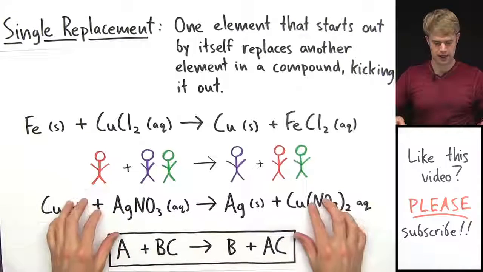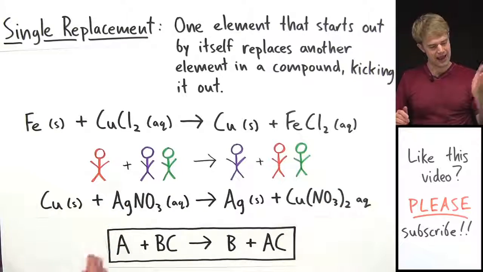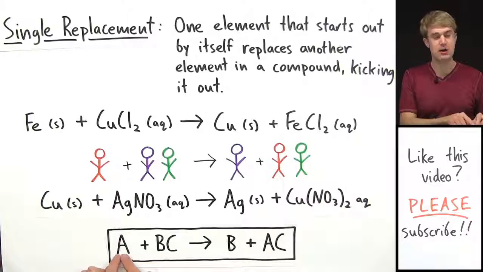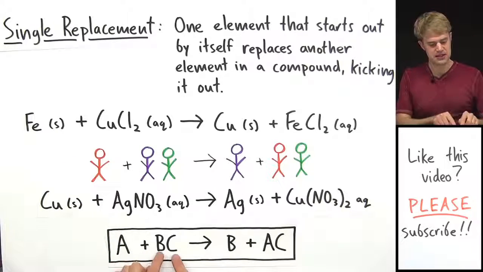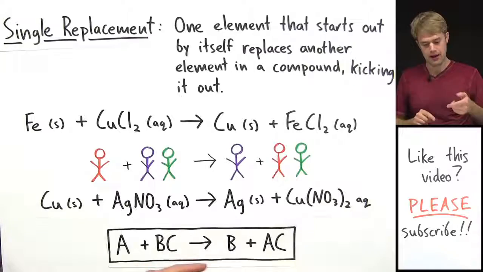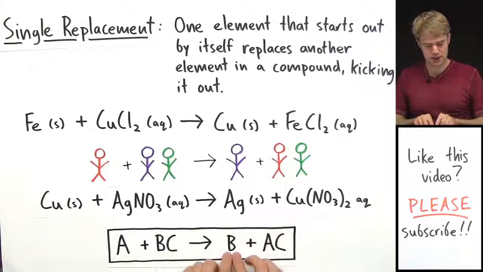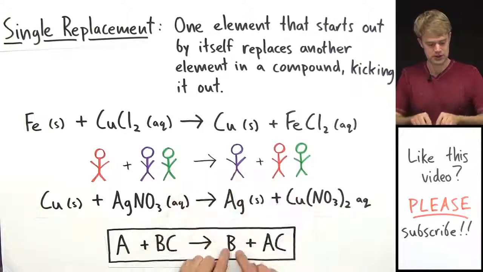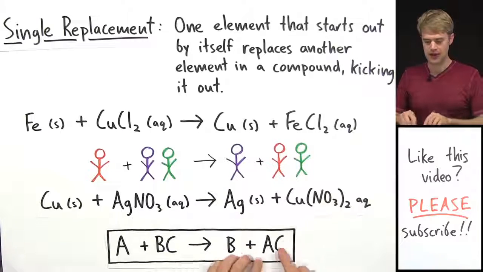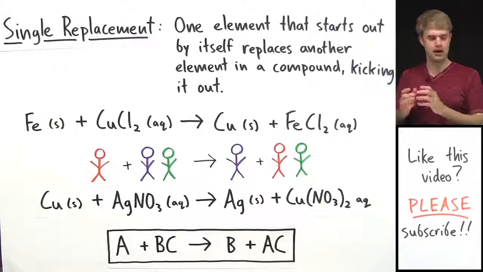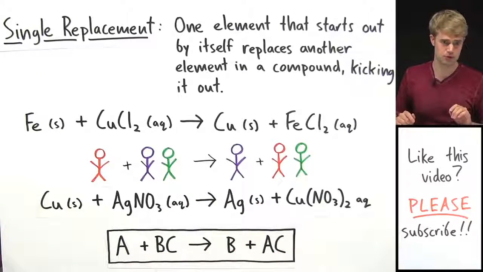And a generalized reaction for that would look like A, which is the element that starts out by itself, plus BC, that's the dancing couple, and then that gives us B by itself, which is this element that got booted out, and then A and C ending up paired together. So that's a single replacement reaction.